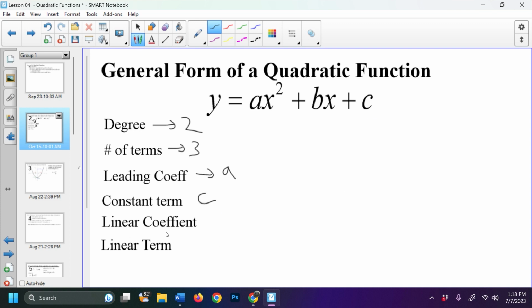A linear term, regardless of whether it's a quadratic or a higher degree polynomial, will always be the term whose degree is 1. So bx, and again to the first, even though we don't write it there, will be the linear term, and so the linear coefficient will just be b, and the linear term will be bx.